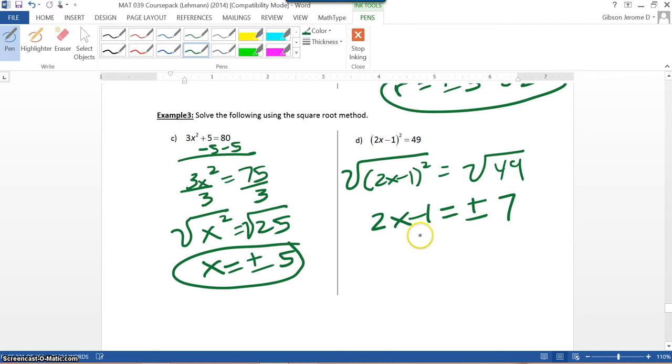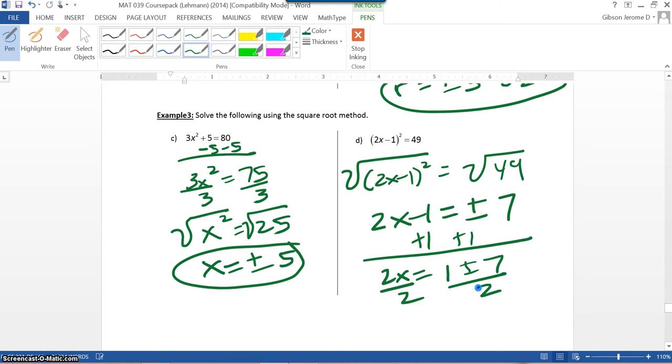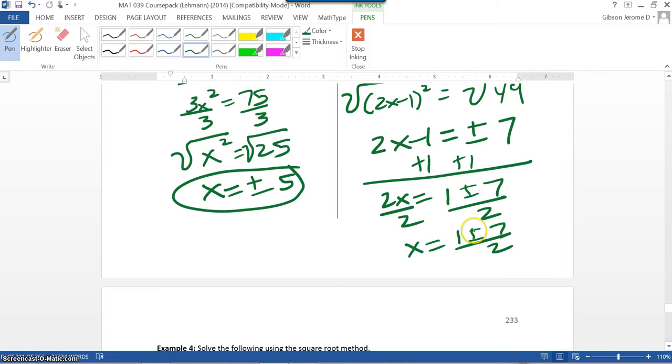Now we have to get x by itself, so we will add 1 on both sides. We have 2x is equal to 1 plus or minus 7. Then we will divide each side by 2, and we will have x equals 1 plus or minus 7, all over 2. Now we cannot leave our answer like this, because we know we would end up with a numerical value. So we could write our answer here. We will have x is equal to 1 plus 7 over 2, comma, 1 minus 7 over 2.